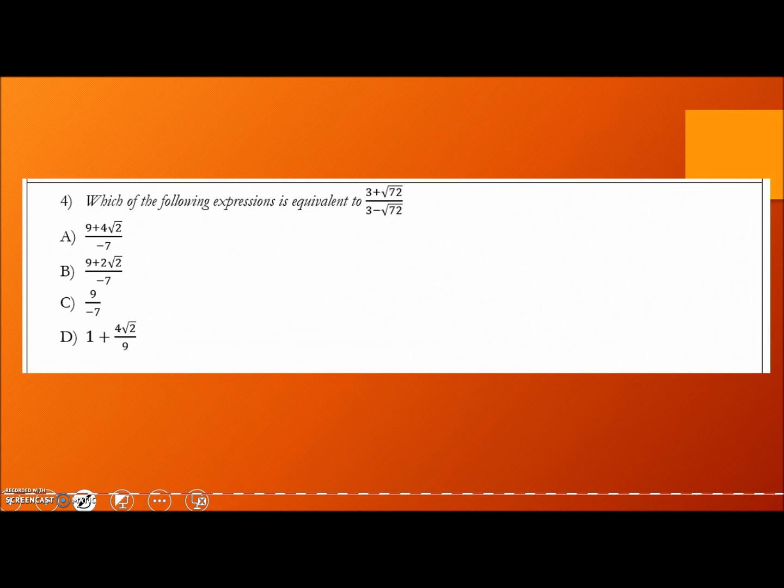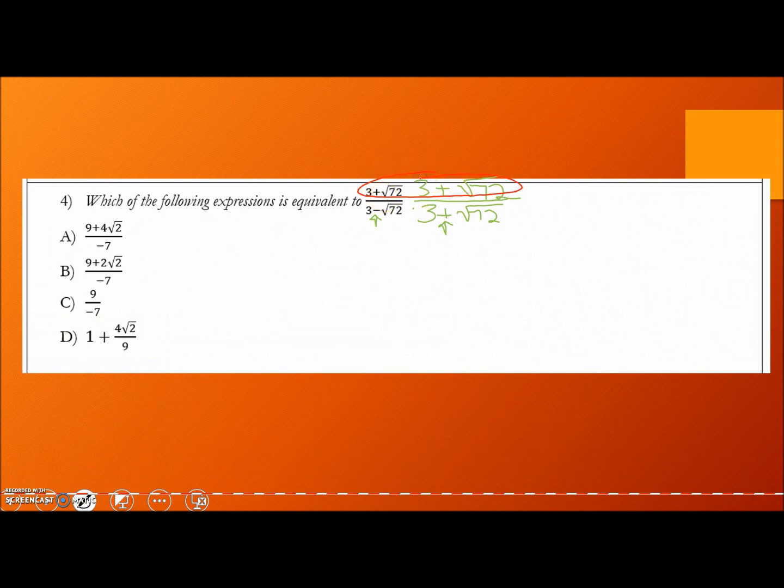Which of the following expressions is equivalent to that? So we have a binomial on the bottom, and so I need to get rid of that by multiplying by the conjugate. So the conjugate is the same thing, but I changed the sign in between. So it was a minus, and I changed it to a plus. So for this, I'm going to have to FOIL or use the box method for the top and the bottom. So I am going to do the top first.